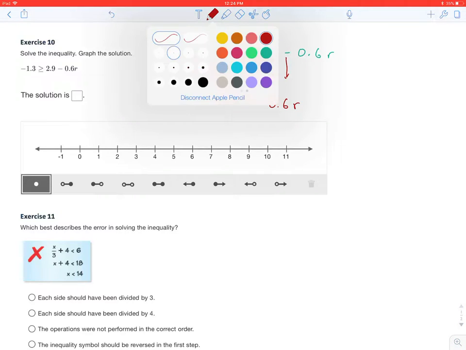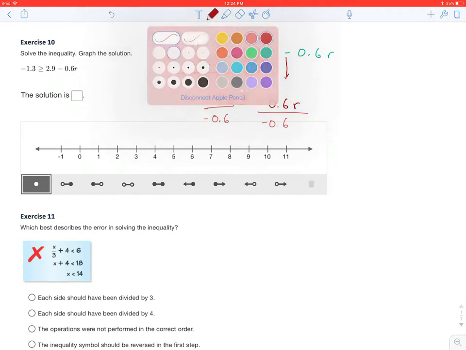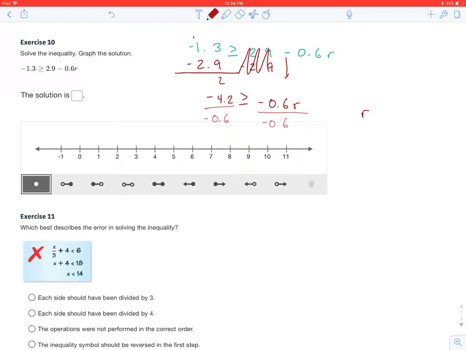Well, because that's multiplication, and any number over itself equals 1, I'm going to put that number over itself, which is to divide by that number. And when I divide by that number, I'm going to get the r by itself, just like I want. R is going to end up by itself, but because I divided by a negative number, we're going to need to flip the sign. And then you're going to need to figure out what negative 4 and 2/10 divided by negative 0 and 6/10 is going to equal. And then that will give you your solution.